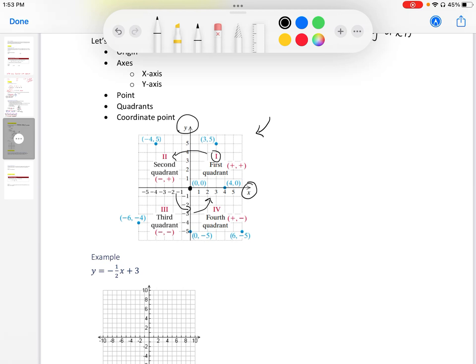All right, you can go ahead and plot points. Your points are always given as x, y. So here we have the point, for example, right here, 6, -5. We find the 6 on the x-axis, match where it has the -5 on the y-axis, and where they meet is our point.